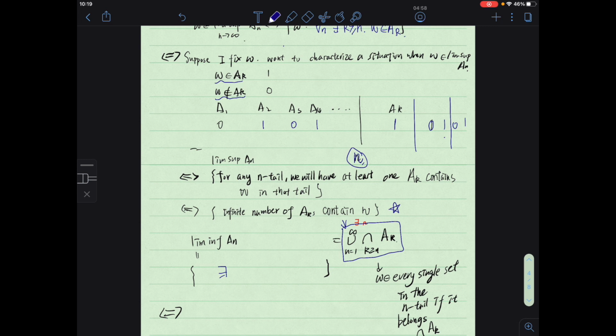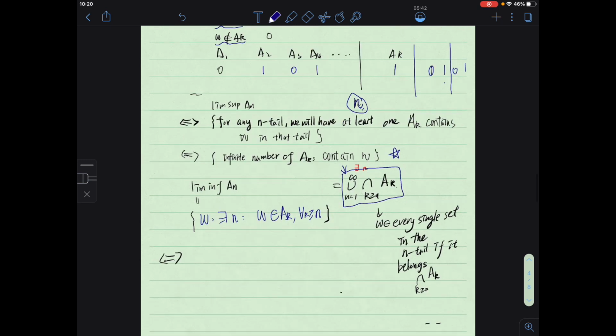So omega will belong to AK for any k greater than or equal to n. However, this only needs to be true for one of those. There exists an n such that omega belongs to AK for any k greater than or equal to n, and then we call omega satisfying this condition the limit inferior of an.